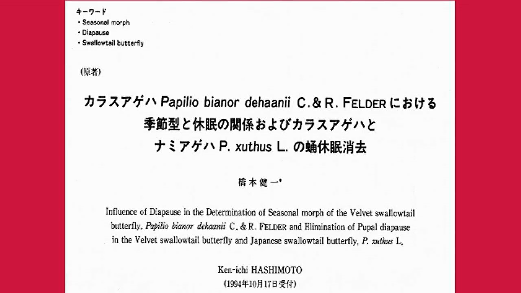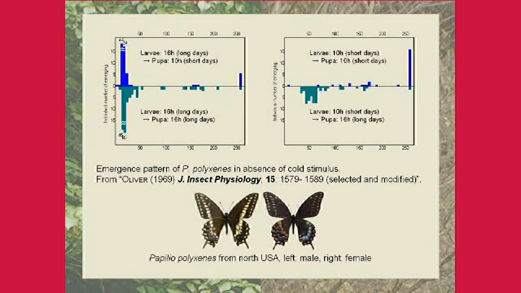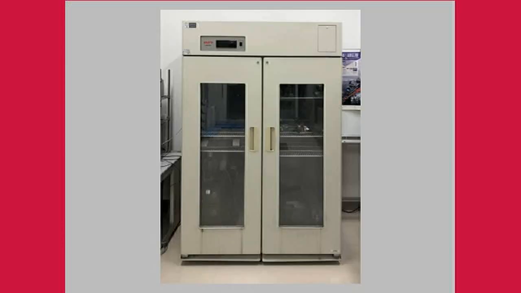Hashimoto also showed that when Papilio bianor from Chiba Prefecture was used and the diapause pupae were allowed to spend 140 days at 4 degrees, all the individuals emerged almost at the same time. In addition, Oliver conducted an experiment using Papilio polyxenes from the northern part of the United States, and when the pupae were placed at 21 degrees without cooling, if both the larval time and the pupal time were managed in a short day state, the emergence time would be summarized. Therefore, this time, for diapause pupae, a cooling period of 3 months or more was set to adjust the emergence time.